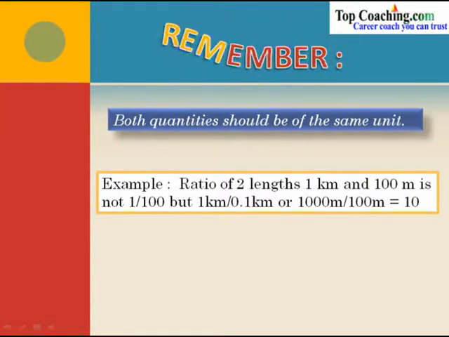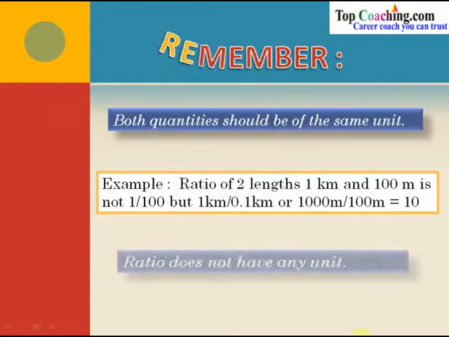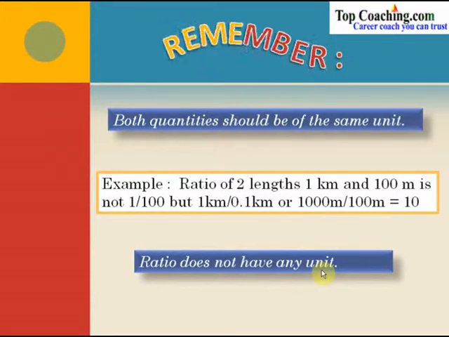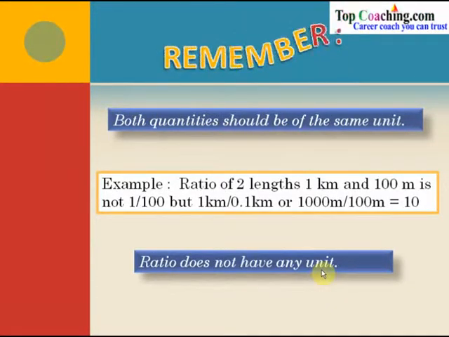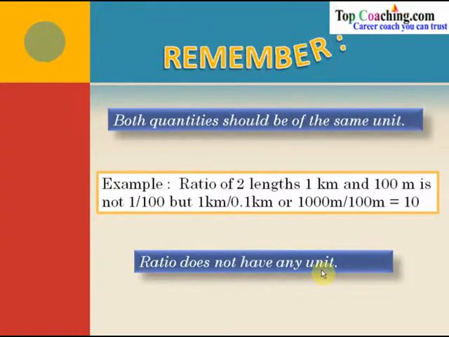It is dimensionless. There is no unit involved in the ratio. So ratio does not have any unit. Remember, the two quantities should have the same unit, but actually the ratio does not have any units. The units get cancelled from the numerator and the denominator.